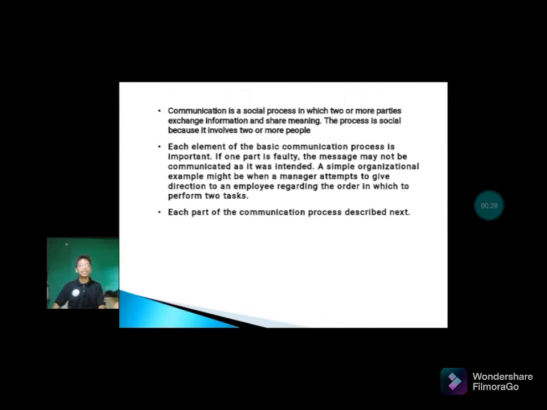And each element of the basic communication process is important. If one part is faulty, the message may not be communicated as it was intended. A simple organizational example might be when a manager attempts to give direction to an employee regarding the order in which to perform two tasks. Each part of the communication process is described next.